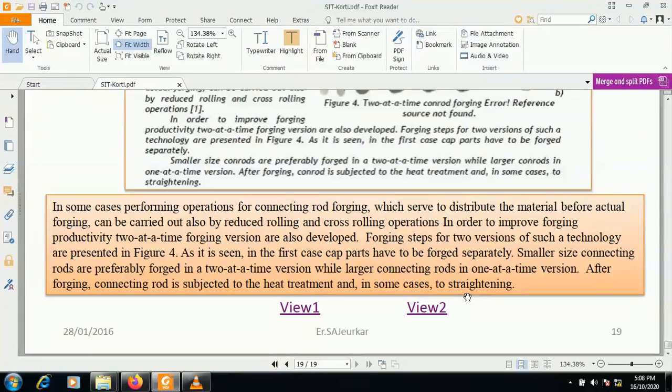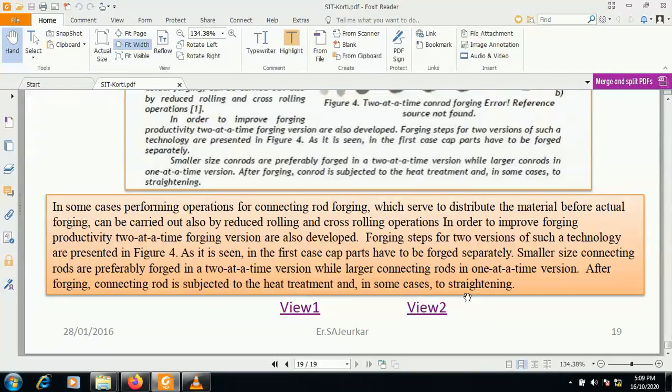In some cases, operations for connecting rod forging which serve to distribute the material before actual forging can be carried out also by reduced rolling or cross rolling operation. We have seen in the video that grooved rollers are required, and the initial shape of the component before forging is given by the rolling, and mostly we are using grooved rolling.